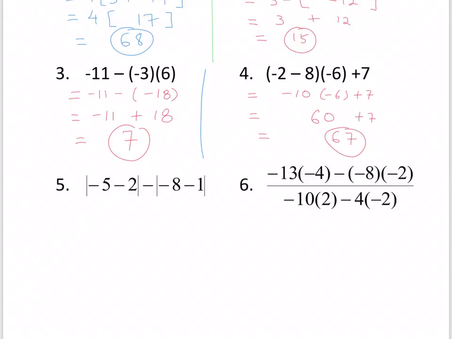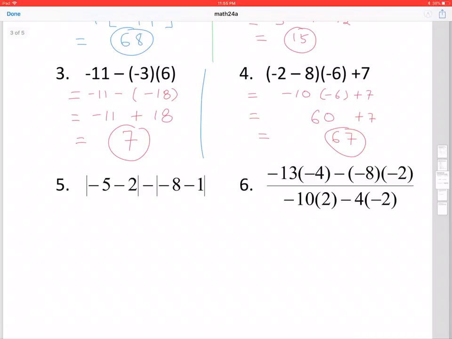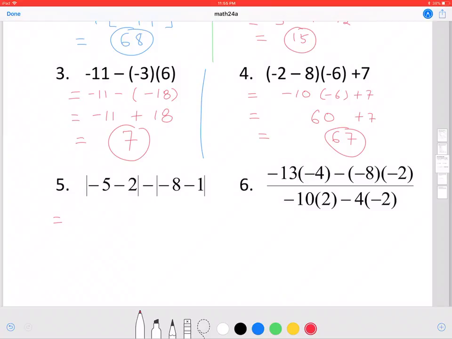Number 5 has a couple of absolute values, but we dealt with absolute values before. You can treat the absolute value like parentheses or any grouping symbol, right? So inside the absolute value, negative 5 minus 2 is negative 7. Subtract. Inside the absolute value, negative 8 minus 1 is negative 9. Now let's evaluate the absolute values. Absolute value of negative 7 is positive 7. Subtract. Absolute value of negative 9 is 9. So it's 7 minus 9, which is negative 2.